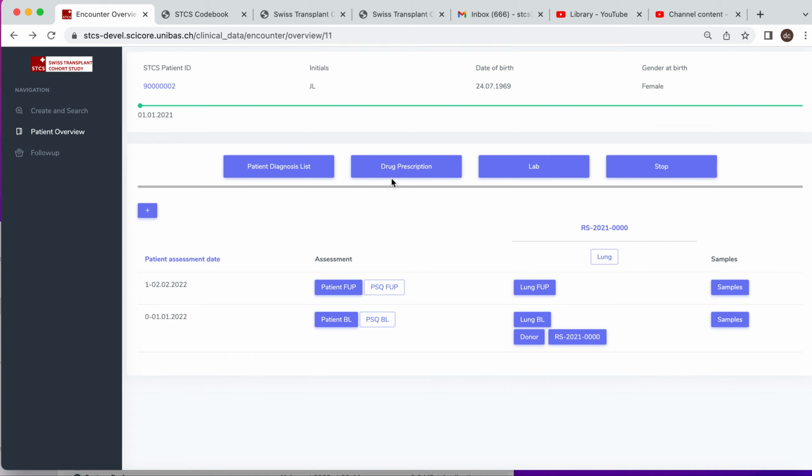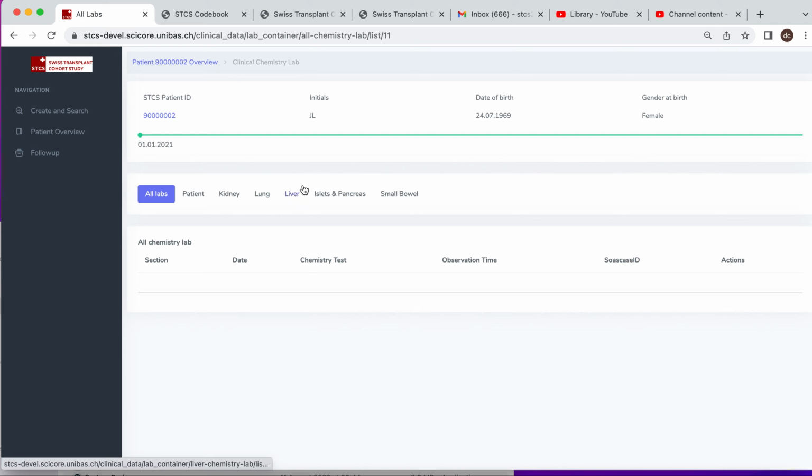Then we have drug prescriptions, lab. Specific labs are organ specific or related to the patient. Therefore, they are reported and collected for the patient no matter the organ or organs that were transplanted.